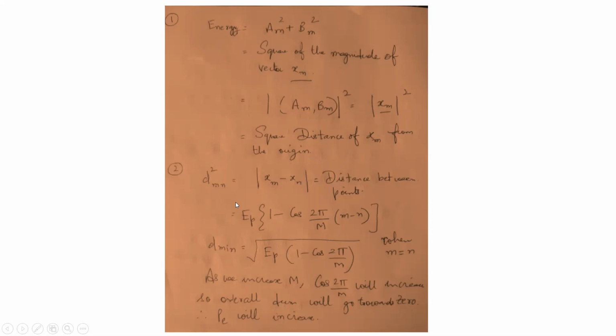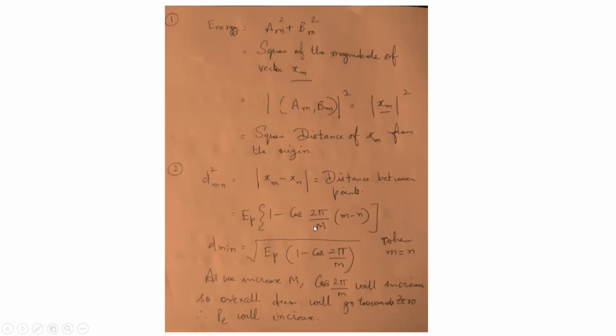So this is the distance. An important point to note here is that this is d with subscript mn. It is not minimum. I will come to minimum in the next line. But what is this d subscript mn? It means the distance between any 2 points, and that distance comes out to be square root of E_p times 1 minus cos of 2 pi by capital M, times small m minus n.